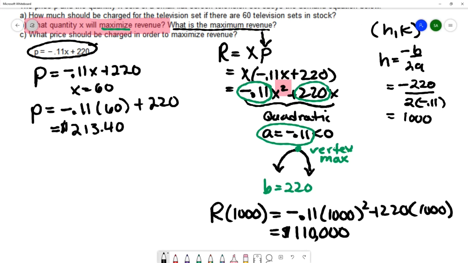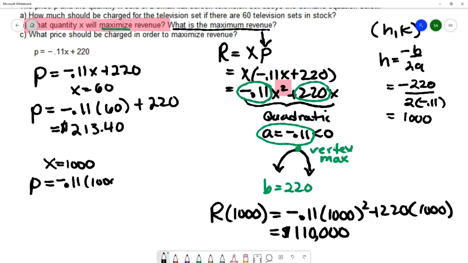We have one more part to go, and we want to do this part right here. What price should be charged in order to maximize the revenue? Now we have this demand equation, which will give us the price that we should charge. So we're going to substitute x equals 1,000 into that demand equation. Negative 0.11 times 1,000 plus 220.